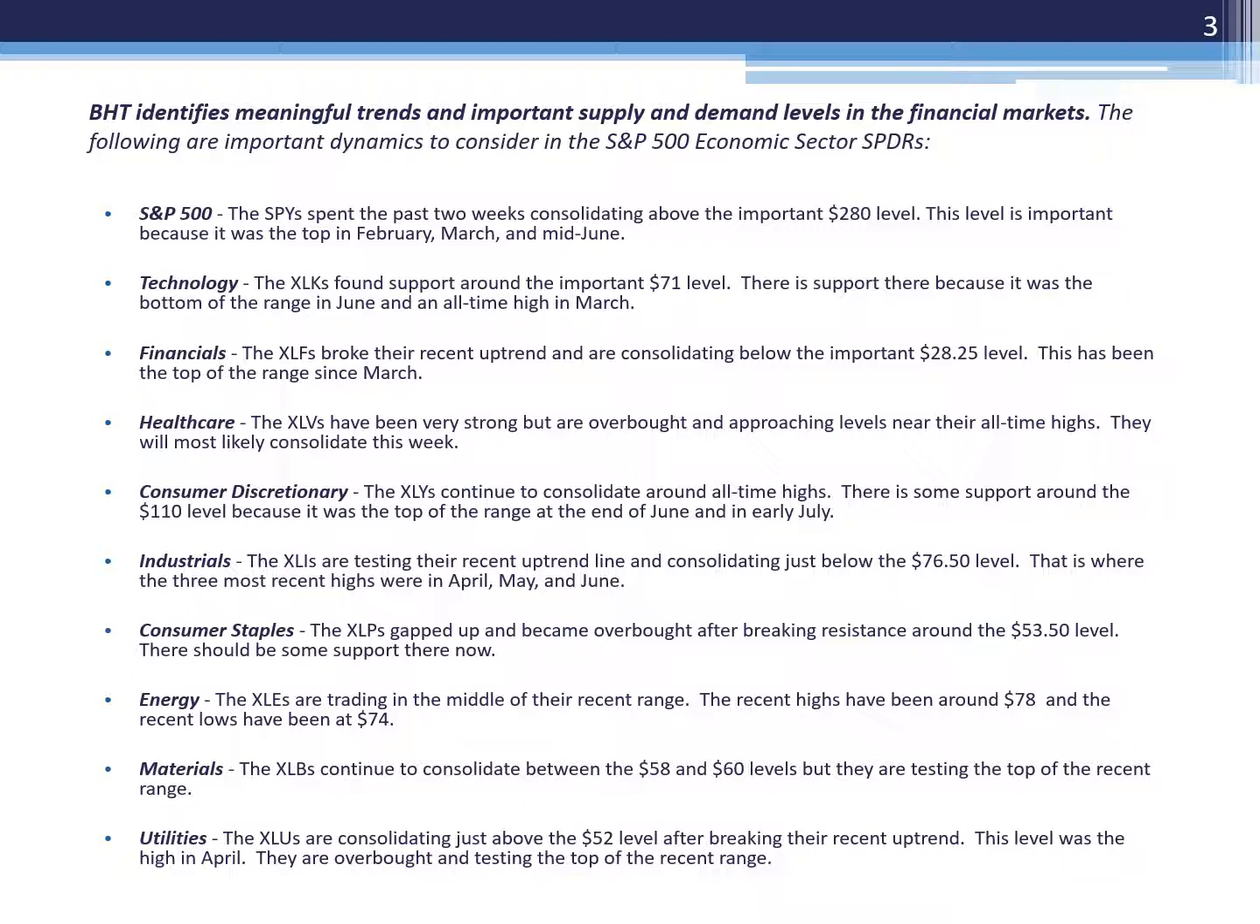So this is just a brief overview of what's going on. We'll skip this and go right to the SPYs.